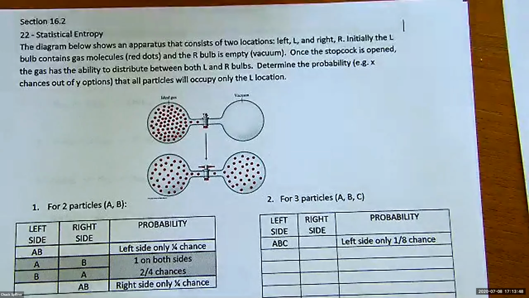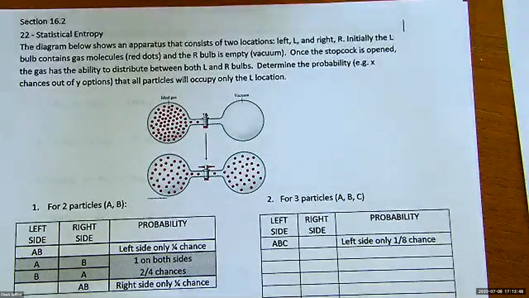Sharpen my pencil here. You can have A, C on the left and B on the right, or B on the left and AC on the right. You can have BC on the left and A on the right, or we can have A on the left and BC on the right. So those are all the possibilities.